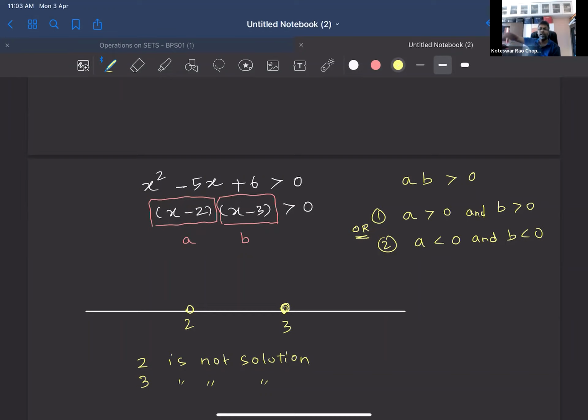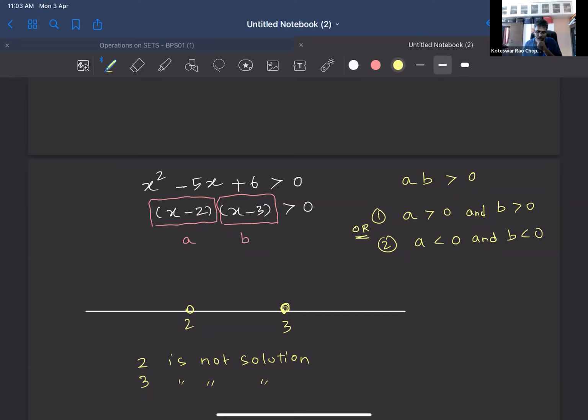Because an interval is basically a continuous number line, representing that there are infinitely many values. The moment you put a gap right there, that number is not going to satisfy this inequality. So you are ignoring it. Okay, so 2 and 3 are ignored.